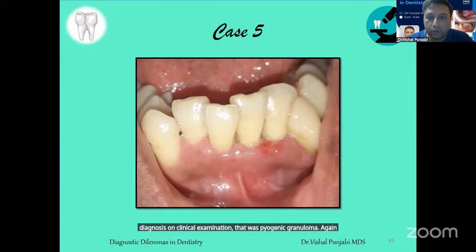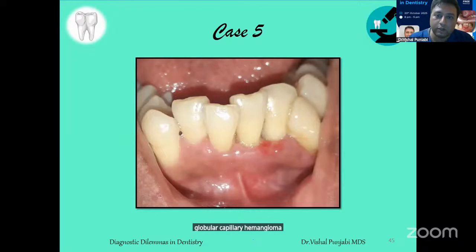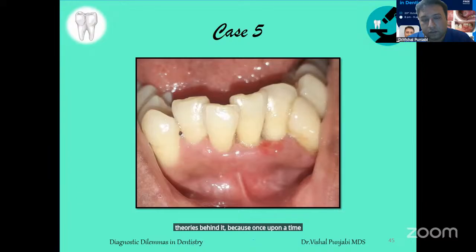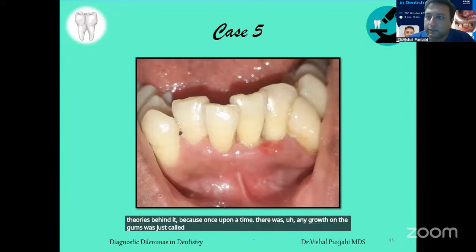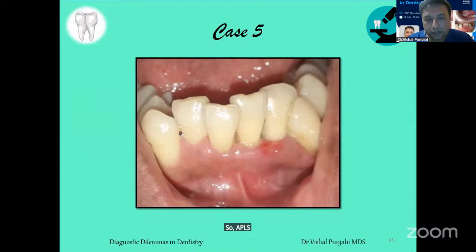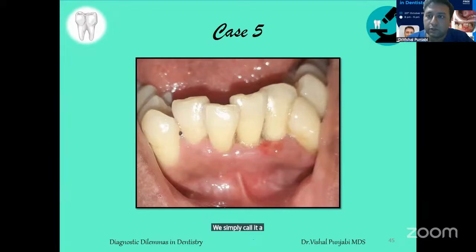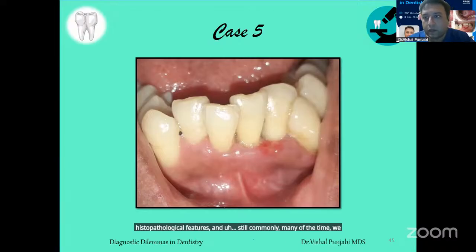Again, pyogenic granuloma is a misnomer. What we see on the report is a lobular capillary hemangioma, because the findings on histopathology are much more consistent with lobular capillary hemangioma. There are a lot of theories behind the name, because once upon a time, any growth on the gums was just called an epulis. Epulis is also not a correct term. So here, we simply call it a lobular capillary hemangioma, consistent with the histopathological features. And still, many times, we do commonly call it pyogenic granuloma.